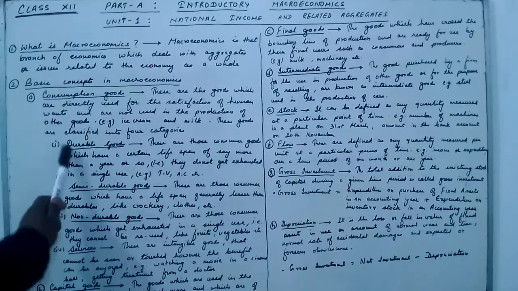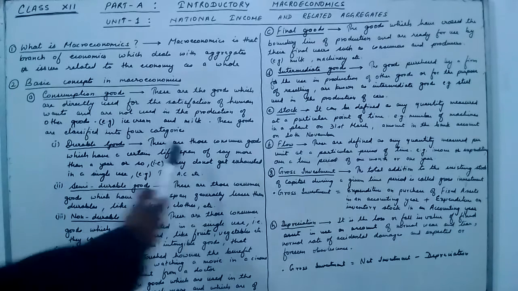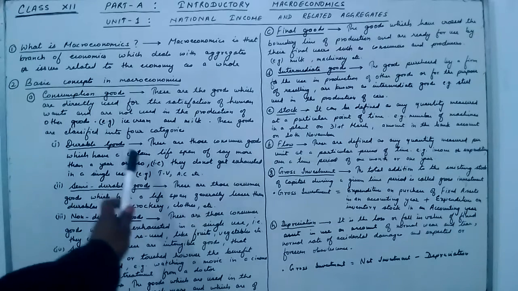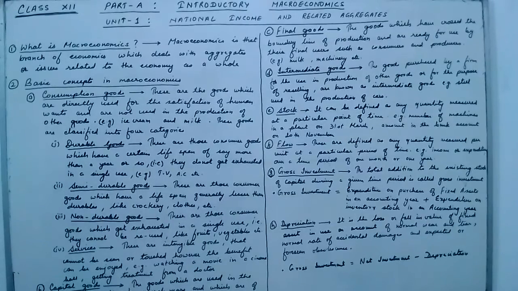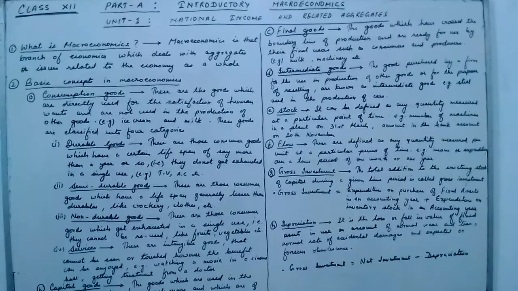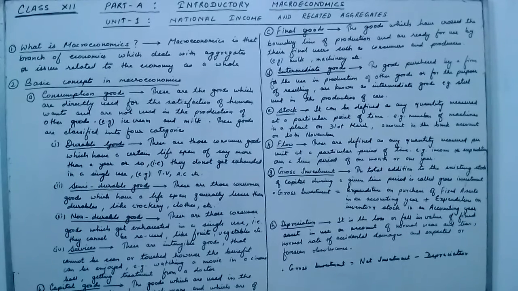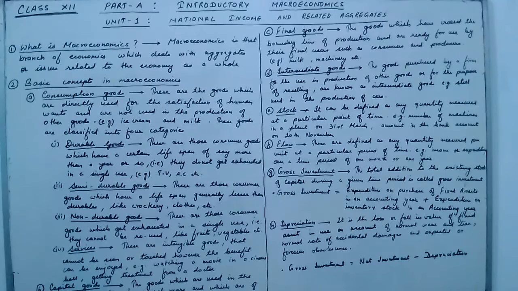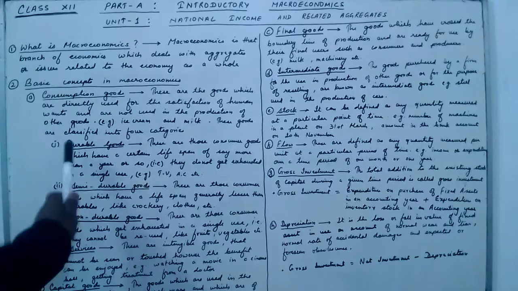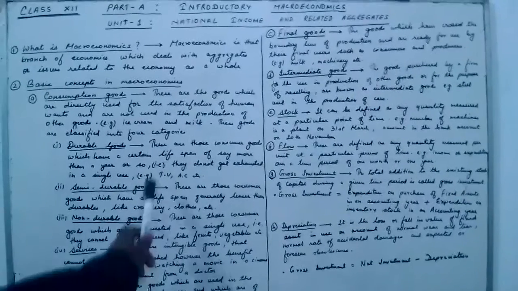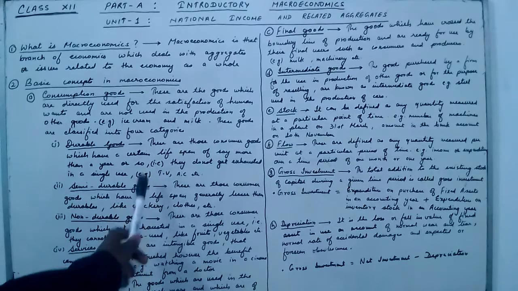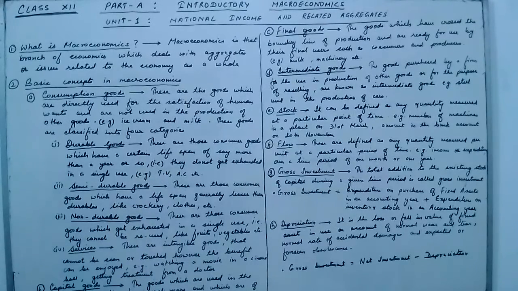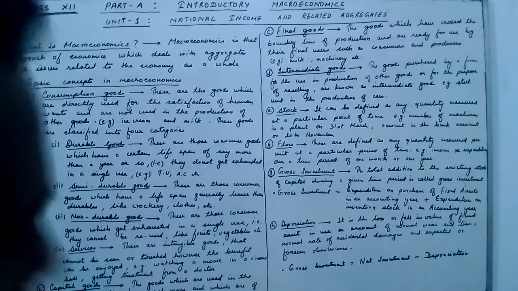First is the durable goods. These are those consumer goods which have a certain lifespan of more than a year or 2. They last for 1 year or more than 1 year. So all those goods which last for 1 year or more than 1 year come under the durable goods. You can take for example the TV, and also the AC, which lasts for a longer period of time.